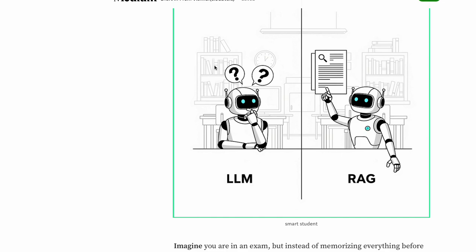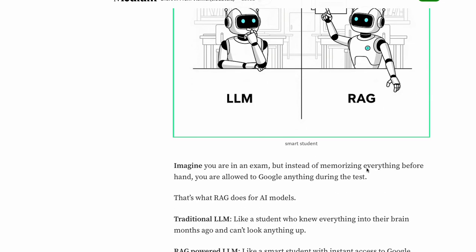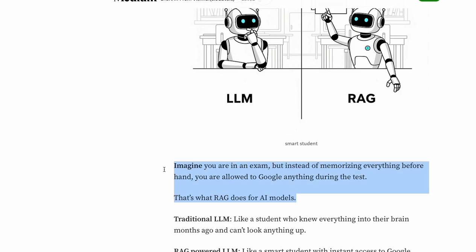In a simple way, this is the student LLM, and then the next part of LLM is RAG. So imagine you are in an exam, but instead of memorizing everything beforehand, you are allowed to use Google during the test. That's what RAG does for an AI model, right?